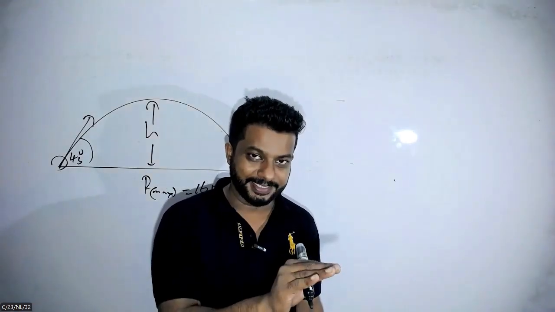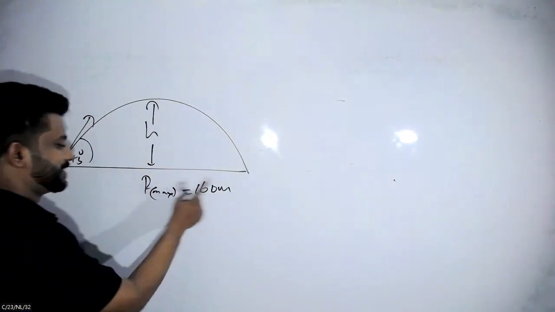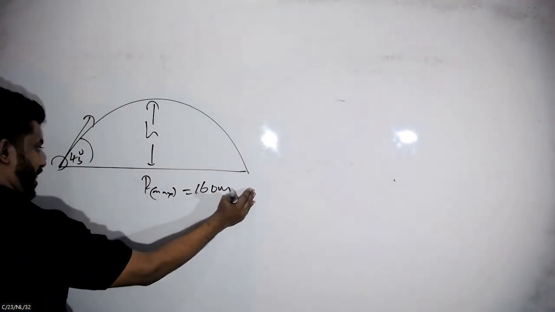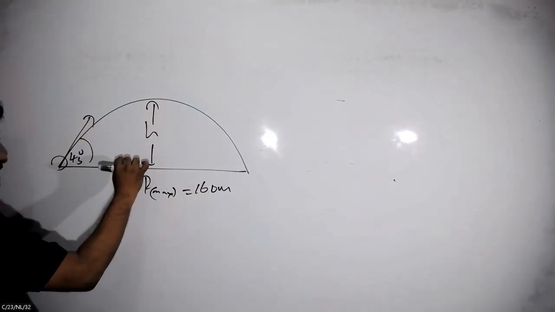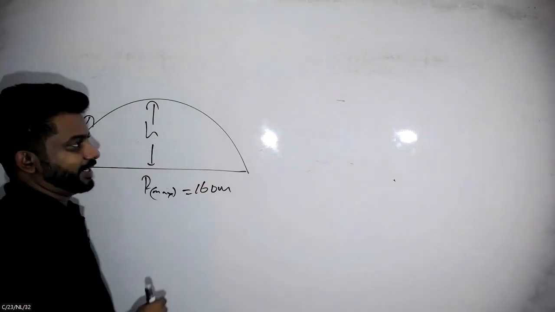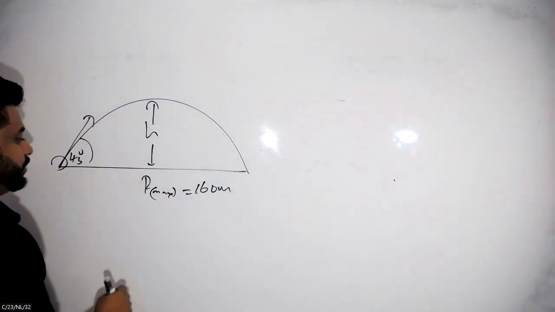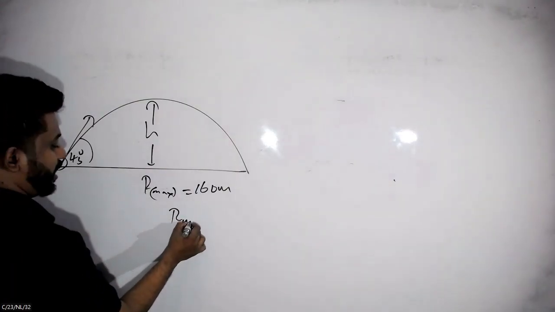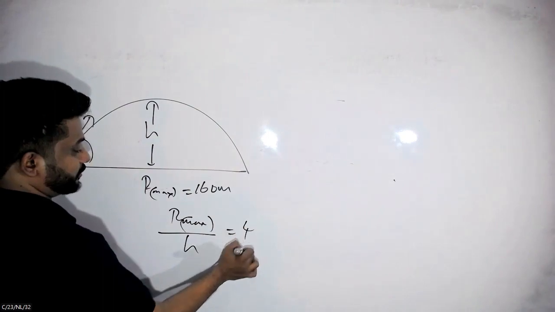Here you need to find the maximum vertical height at the maximum horizontal range. Again, at R maximum the projected angle is 45 degree, and you need to find this maximum height. Got it? Pute, you should know the ratio between R max and H. It is equal to 4.